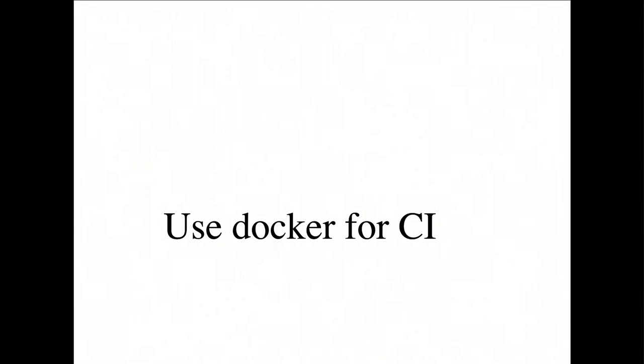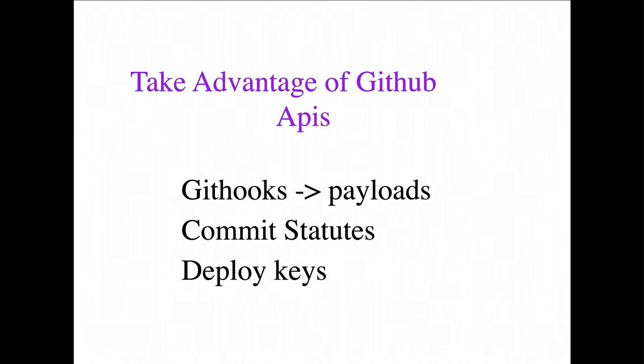Let me summarize what I've been saying for the last 20 minutes. The key takeaway is: use Docker for CI. It's great. Jenkins has many plugins to make that easy to use. Just use Docker. Take advantage of GitHub APIs. GitHub posts a bunch of information in payloads, for example, changesets, the pusher information, the emails of the pushers. So don't just drop the payload information, make the best use out of it.